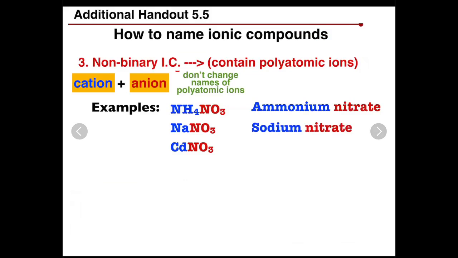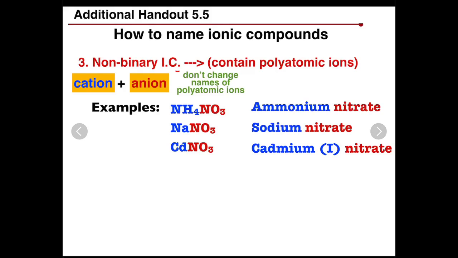Because nitrate has a -1 charge and we have one of them, clearly the cadmium here has to be +1, because +1 minus 1 is equal to 0. So the Roman numeral that specifies the charge of cadmium would be 1. That means the name would be cadmium(I) followed by nitrate.